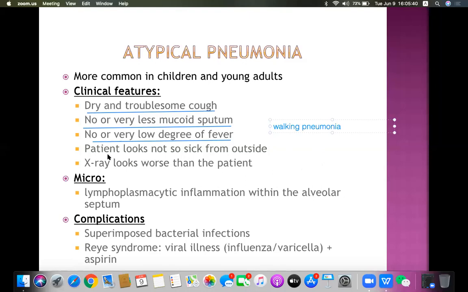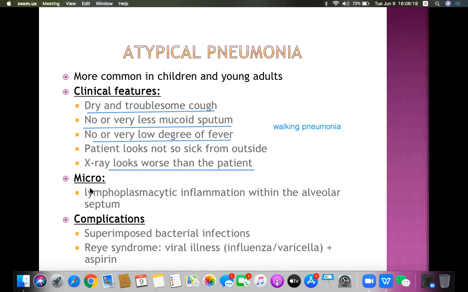Now, another important point here, the patient looks not so sick from outside, which I just told you. And if we take an X-ray, the X-ray looks much worse than the patient. This is an important point. You will be surprised to see this X-ray and you look again at the patient. The patient doesn't look that sick. The patient is going to school, going to office, going to university. But can it be his X-ray? You'll ask a question like this because the X-ray looks much worse than the patient. This is a very, very typical feature.